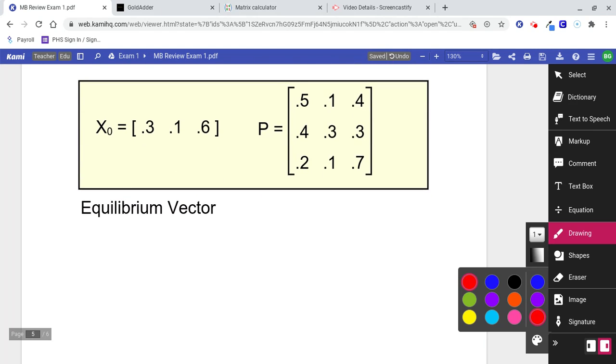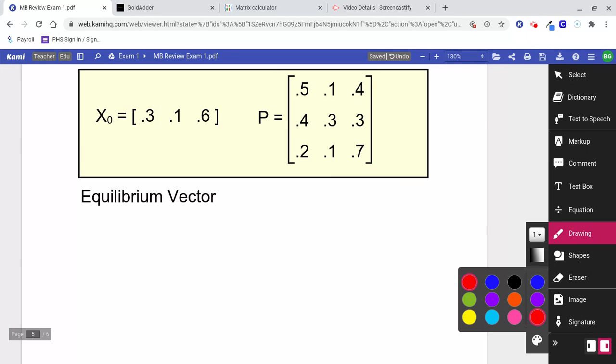Find the equilibrium vector. Okay, the equilibrium vector, there's 2 ways to do it. The shortcut way is to take the transition matrix out to a big power, like 100 or 1,000 or something like that. Sometimes that's hard to do, though. Sometimes that leads to decimals, and we're going to end up needing fractions. And if you can't change that decimal to a fraction, you're in trouble.